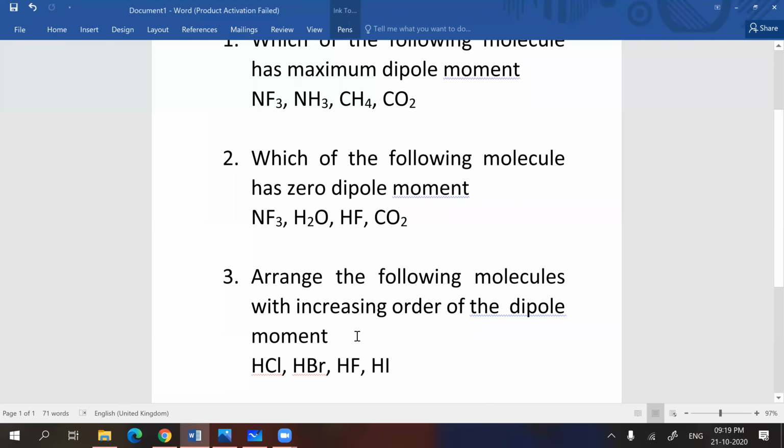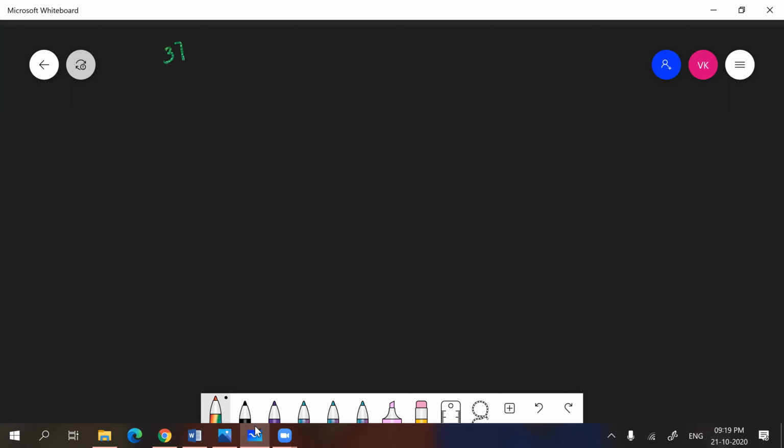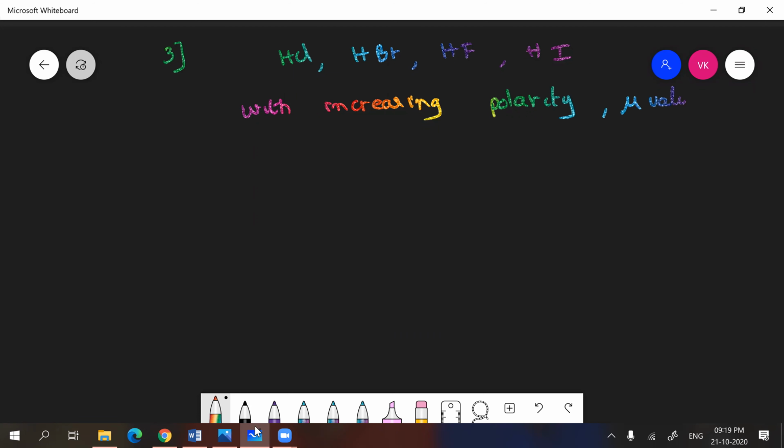Next, let's see the third question. Arrange the following molecules in increasing order of dipole moment. They gave you HCl, HBr, HF, and HI. And we know the very simple logic, remember: with increasing bond polarity, the mu value increases.